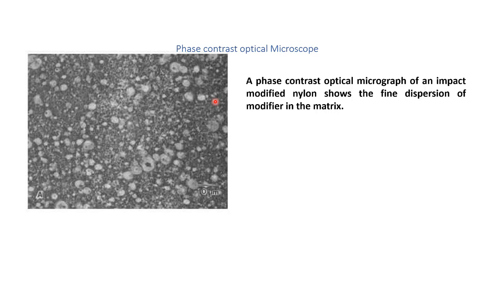Then, for contrast, the optical microscope can show us impact modified nylon. It shows a very fine dispersion of modifier in the matrix. As you can see here, this is the modified nylon, and you can see the fine dispersion of the modifier.